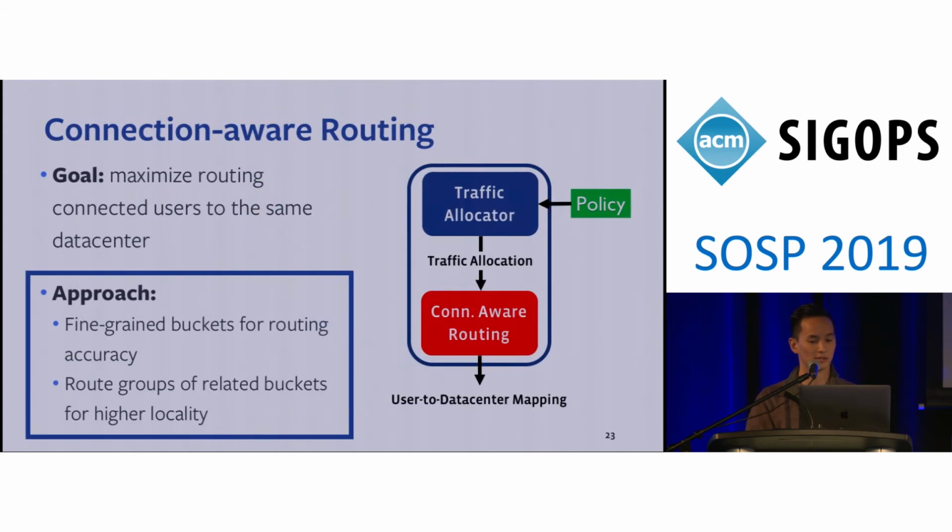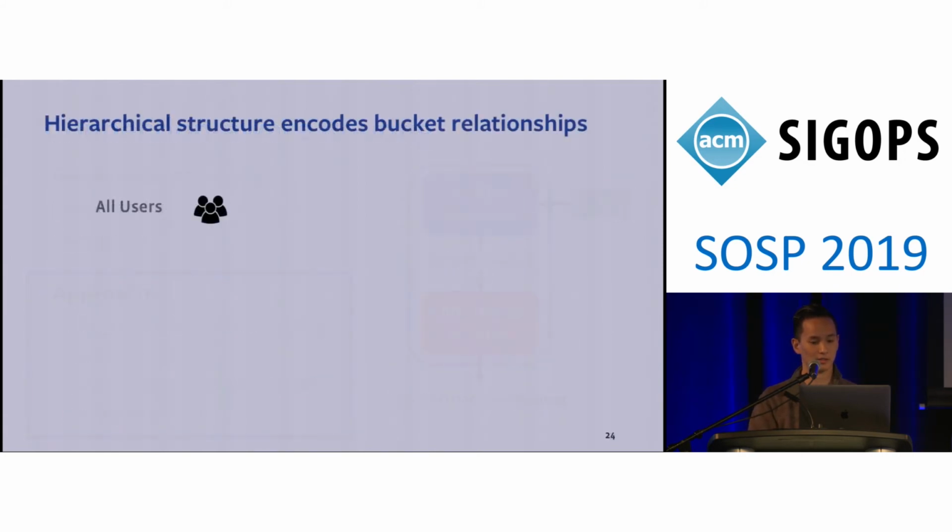So our approach is to create fine-grained buckets for the routing accuracy, but also to route groups of buckets, of related buckets, to achieve higher cache efficiency. So how do we know which buckets are related? We do this by partitioning our users into a hierarchical structure to encode how buckets are related.